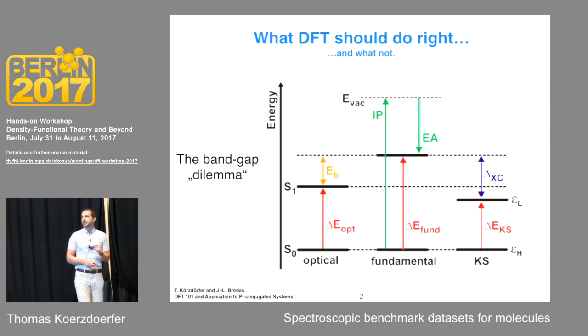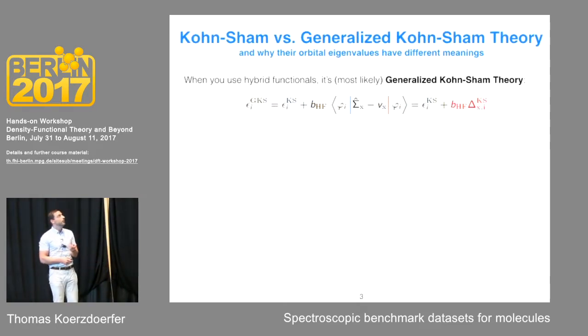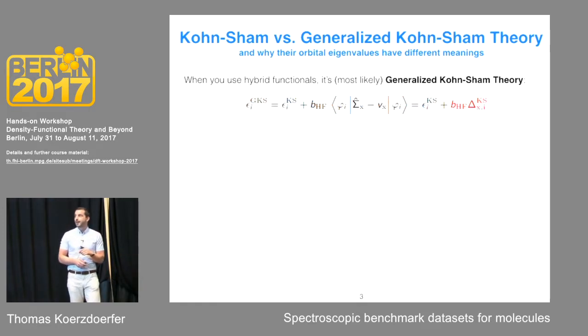The second thing that you have to realize is that when you go from a semi-local DFT functional to a hybrid functional, you're using two different theories. Okay? On the one hand, you do Kohn-Sham theory for semi-local functionals. And if you use a hybrid functional, most of the time, you do generalized Kohn-Sham theory. Why does that make a difference? It makes a huge difference for the orbital eigenvalues.